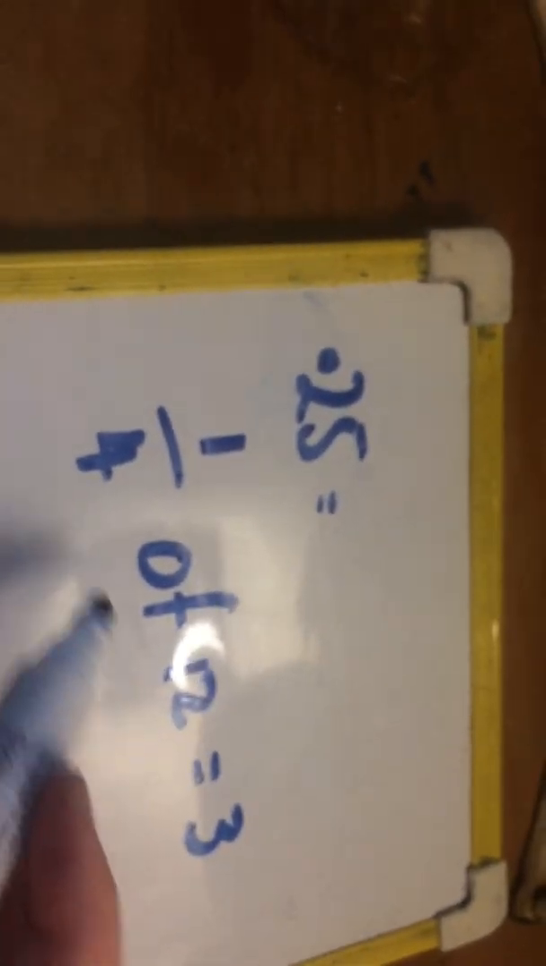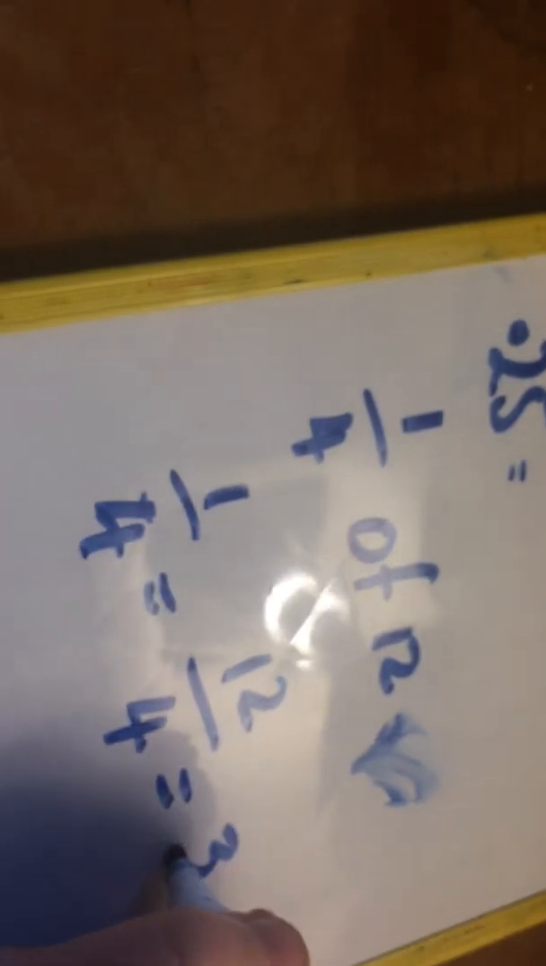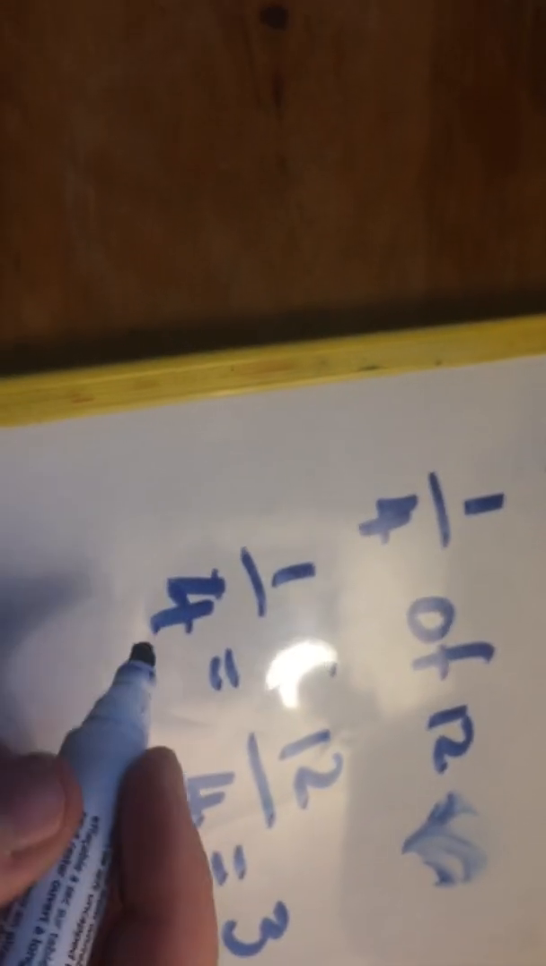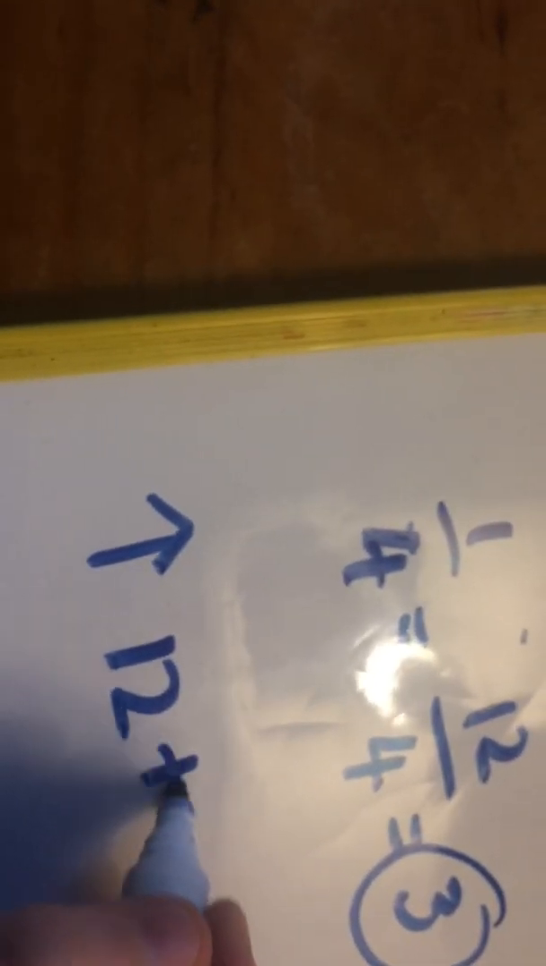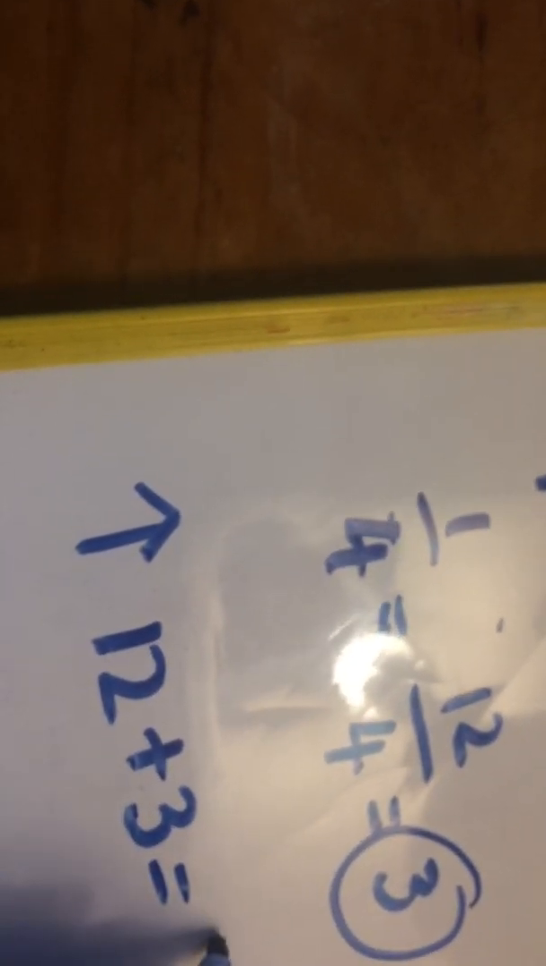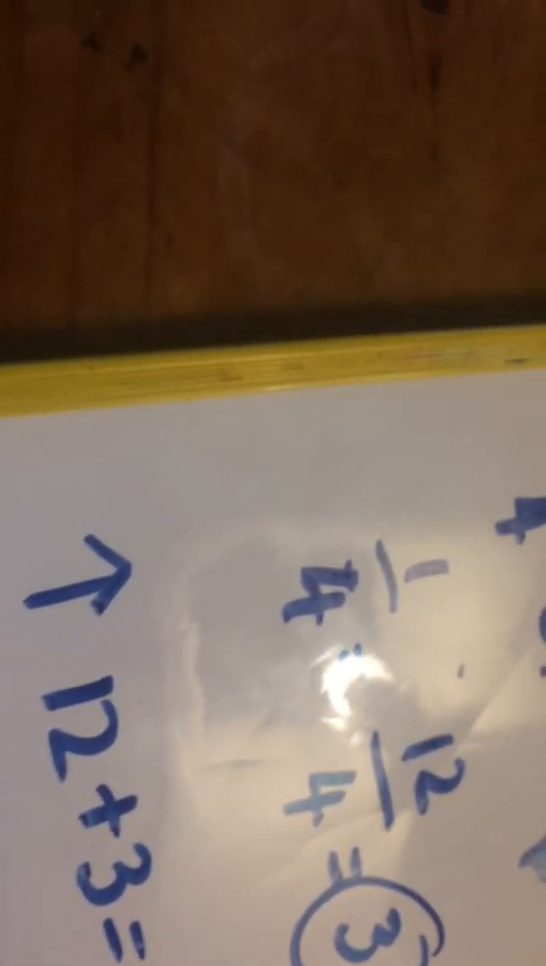So let's just look here. A quarter of 12 is equal to 3. How did I find that? Well, 1/4 equals 12 divided by 4, and that answer is 3. That's how we work that out. So now we wanted to increase it, so we want to increase the original number, and the original number was 12. So 12 plus 3 equals 15. So that's how we increase it.